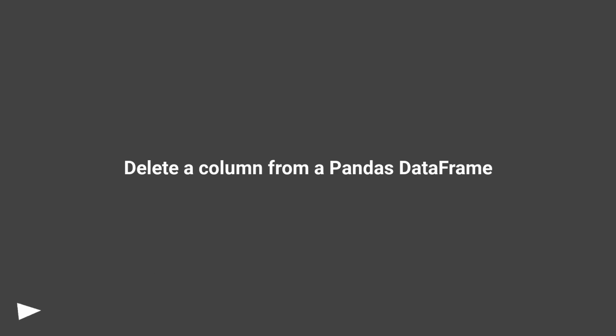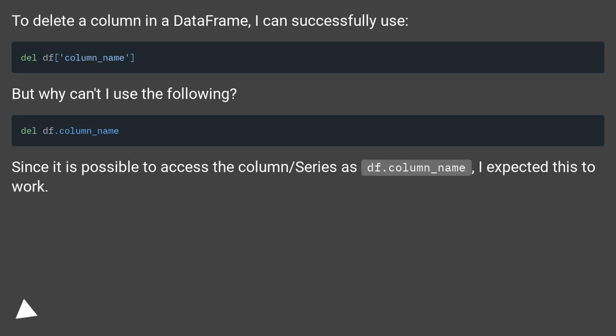Delete a column from a Pandas DataFrame. To delete a column in a data frame, I can successfully use del. But why can't I use the following? Since it is possible to access the column/series as df.column_name, I expected this to work.